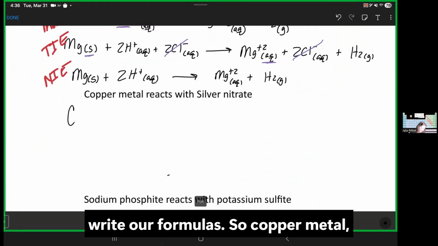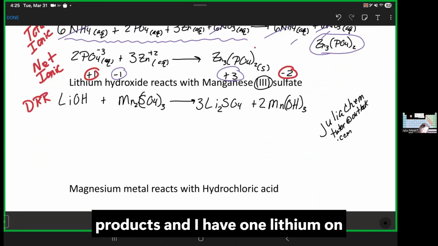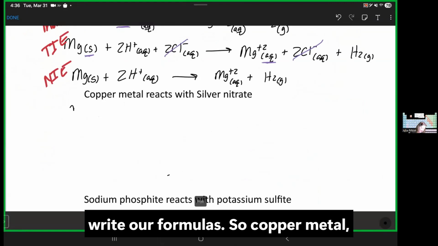Okay, so let's do another one. So I have sodium phosphite and potassium sulfite. I'm not even going to do the charges anymore. I'm just going to write the formulas just to save us some time. That is, again, a double replacement reaction because I have an ionic compound with an ionic compound. Sodium hooks up with sulfite, and potassium hooks up with phosphite. Okay, and I'm not going to spend a lot of time balancing this.